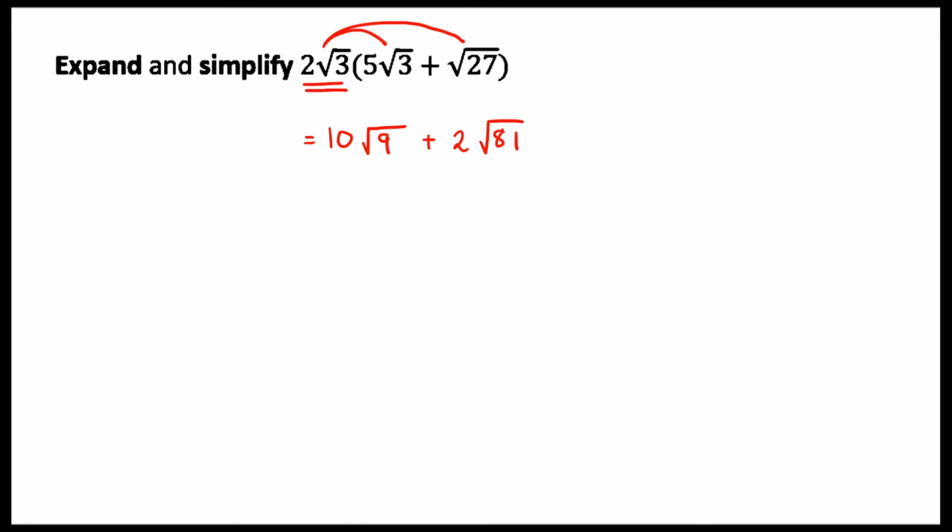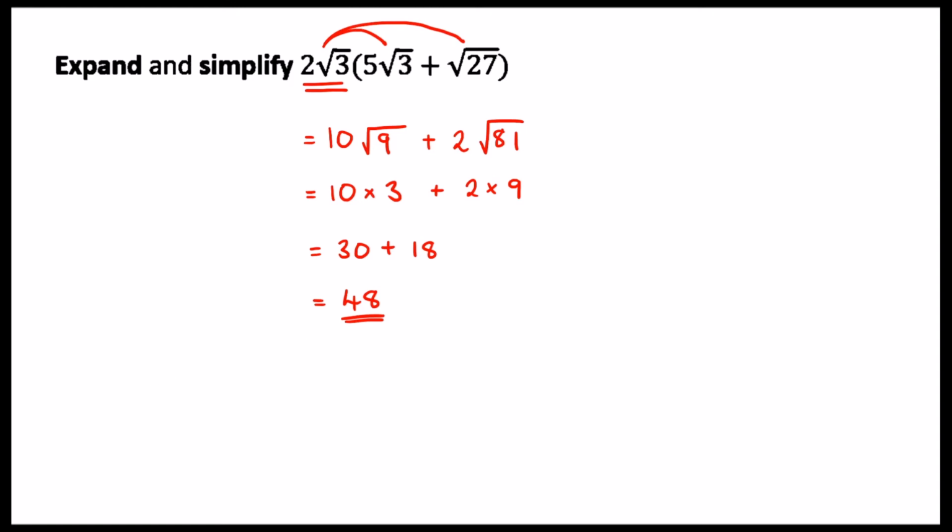At this point, I can see that both root 9 and root 81 can be simplified, and because they're multiplying the corresponding numbers, this gives me 10 times by 3, that's because root 9 is equal to 3, plus 2 times 9, and that's because root 81 is equal to 9. I know that 10 times 3 is 30, and that's being added to 2 times 9, which I know is 18, and therefore my final answer is 30 plus 18, which is 48. Notice how in this case all of the surds actually cancel out and we get a really simple answer at the end.